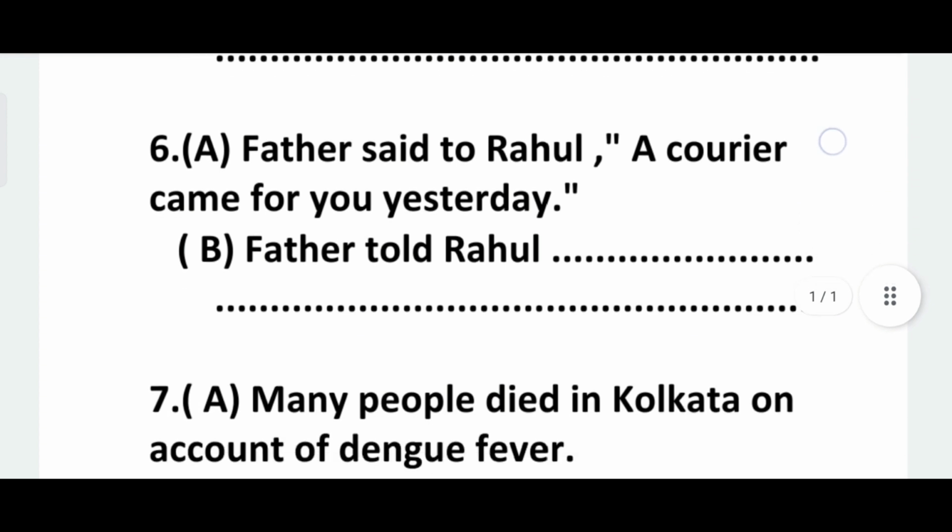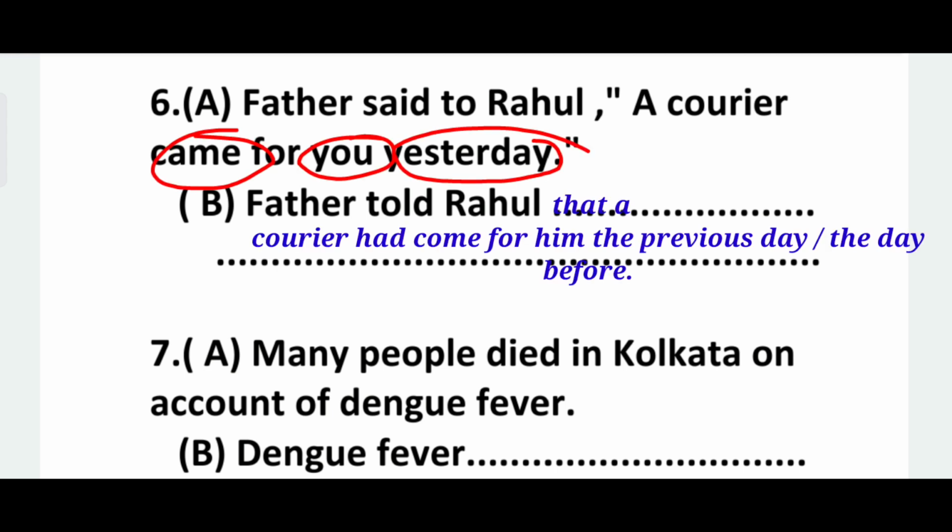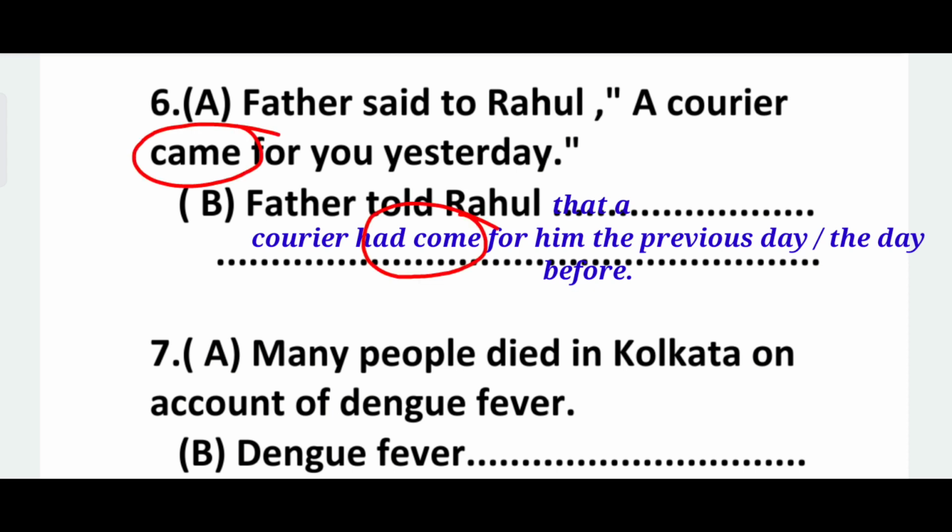Direct and indirect speech rules. Very important. Narration rules. Revise them properly. You will have to make all changes in order to get the marks. Father said to Rahul, a courier came for you yesterday. Father told Rahul that a courier had come. Came becomes had come. Past tense becomes past perfect. Father told Rahul that a courier had come for him. You becomes him. Him refers to Rahul. Rahul is a boy. Yesterday becomes the previous day or the day before.